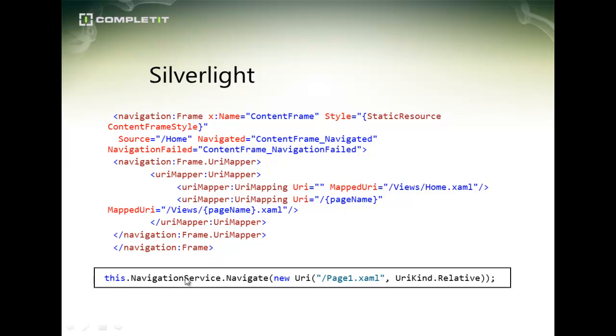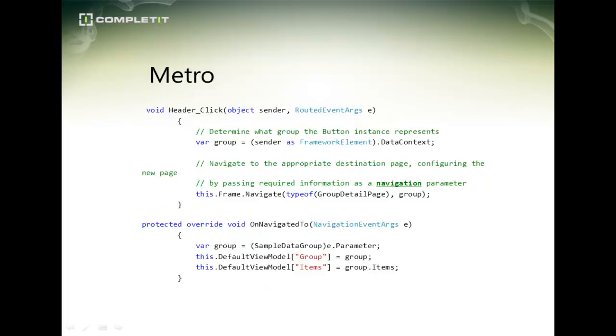We also could navigate to another page simply by using something like this.NavigationService.Navigate with a new Uri Page1.xaml, and then give it a relative UriKind. In a Metro application, it's a little bit different. In a Metro application, you're going to be using a lot of this.Frame.Navigate.